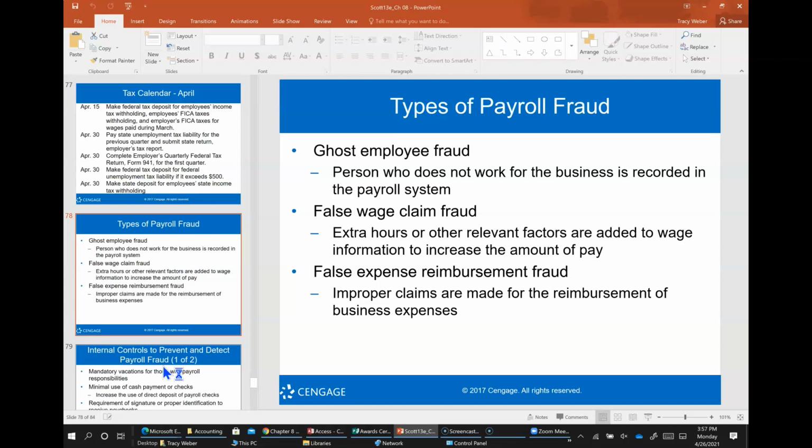Conduct a thorough pre-employment reference check for all payroll personnel. Compare payroll expense per the payroll register to the actual amounts paid. Also compare amounts to payroll deposits made. Outsource payroll administration.